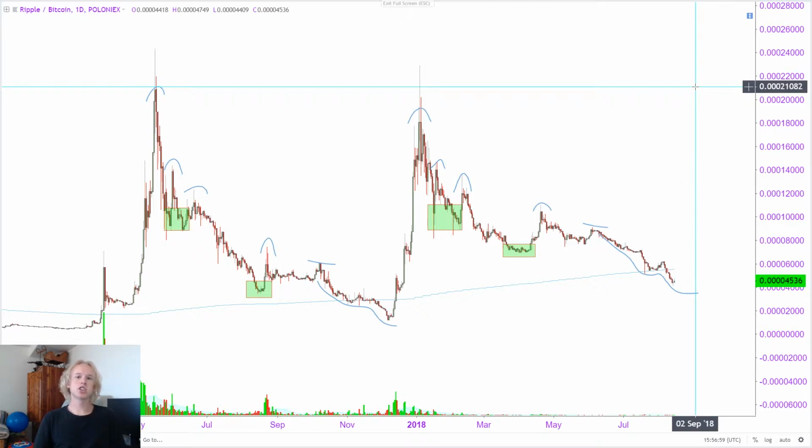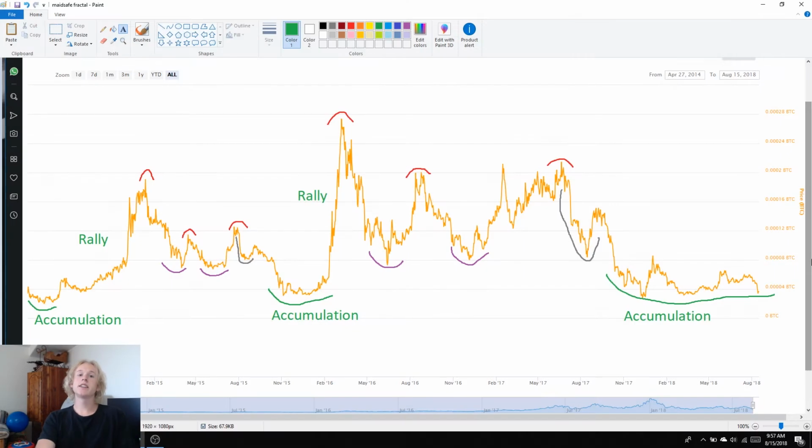Now I'm going to transition to my screen and we're going to take a look at another fractal that I've been seeing playing out inside of the Bitcoin markets. This is an example of a chart that's been playing a very beautiful market cycle that I've been watching for quite some time. I've actually been accumulating here in this accumulation phase because I've been perceiving that we're going to see a very big rally inside of the market.